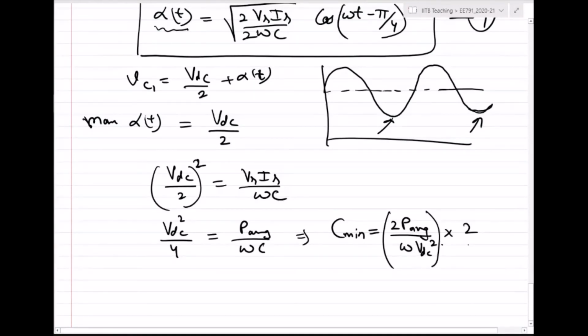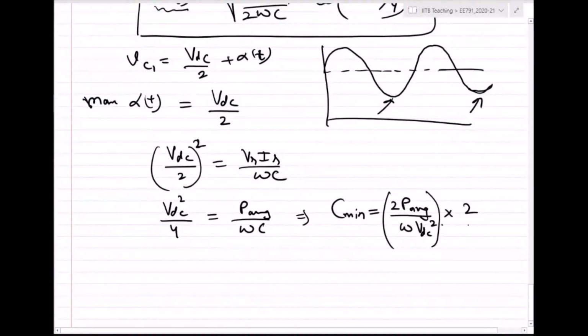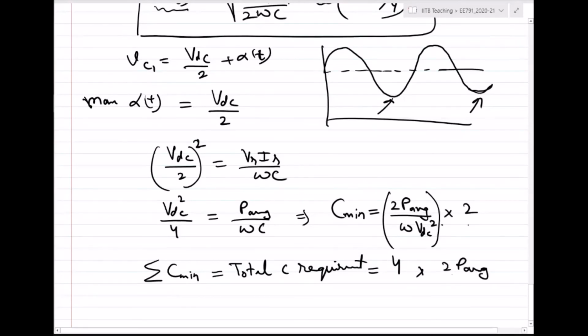And moreover, there are 2 capacitors, one on the top, one on the bottom. So the total minimum C requirement, which is you need C at the top, C at the bottom, becomes 4 times the value of C which we were using earlier, which was 2 times P average upon omega VDC square.